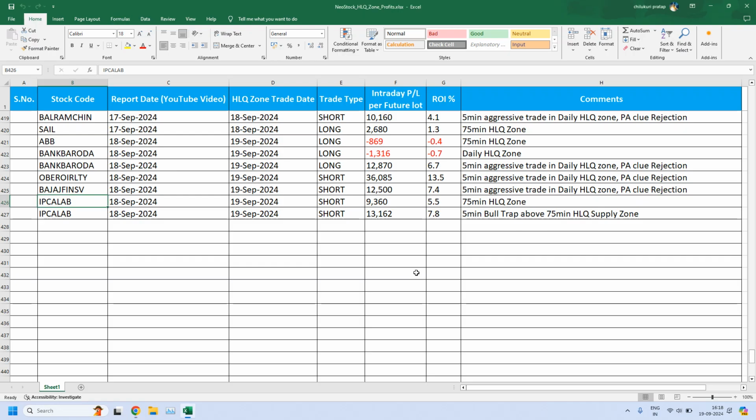How much profit have they given? The first IPCL Lab trade has given 9,360 rupees profit, which is 5.5% ROI. And the second trade, the bull trap trade, has given 13,160 rupees profit, which is 7.8% ROI. From both these trades, we got very successful, excellent profits. 5.5 is very close to our average intraday ROI of 6%, and 7.8 is beyond our average intraday ROI of 6%.